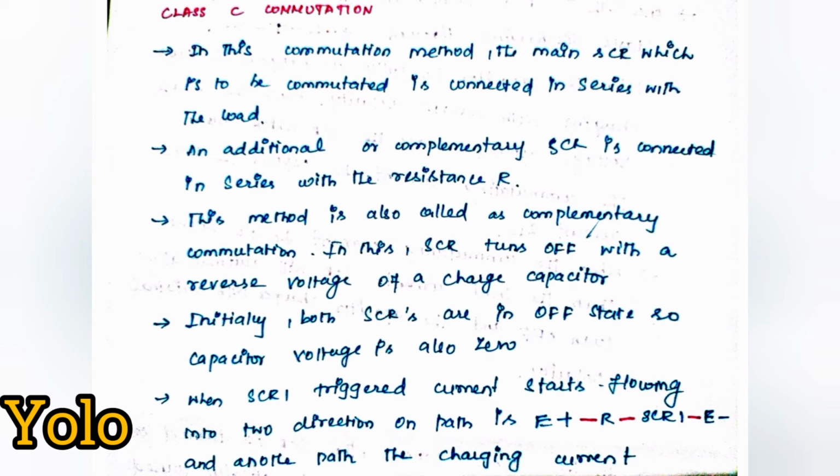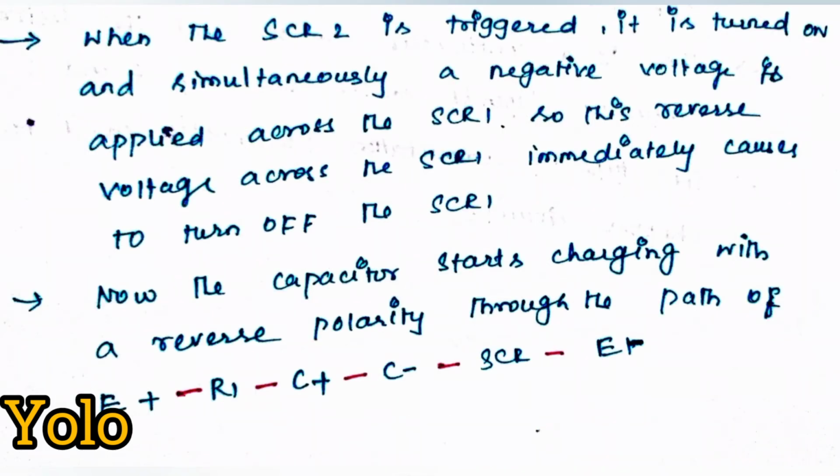One path is E plus to R to SCR1 to E minus, and another path is E plus to R2 to C to SCR1 to E minus. Therefore, the capacitor starts charging up to the value of E. When SCR2 is triggered, it is turned on and simultaneously a negative voltage is applied across SCR1. Thus, the reverse voltage across SCR1 immediately causes SCR1 to turn off.